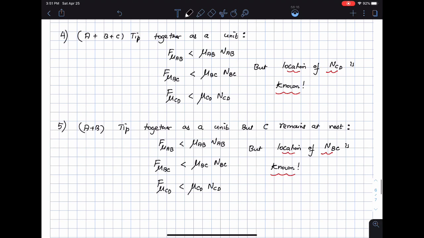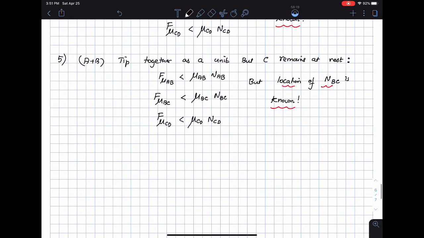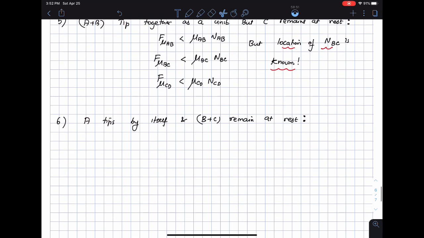Then I come to the last case, where box A tips and the rest of them remain stationary. So box A tips by itself, and B and C remain at rest. And when we say that something is tipping, it means that it is as if it is grabbing a certain point on the box and trying to rotate about that point as a fixed point. So in this case also I have the following situation. I'm just going to copy this figure. The inequalities remain as they are.